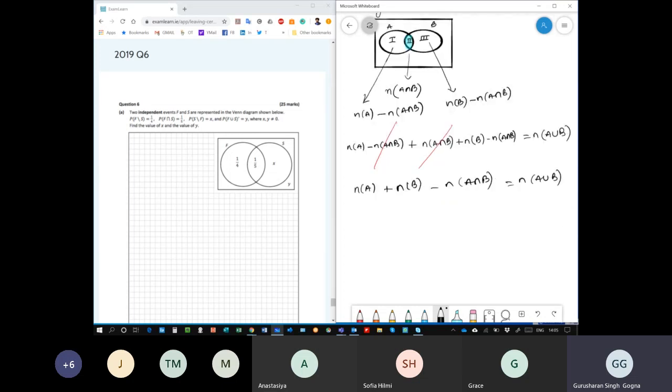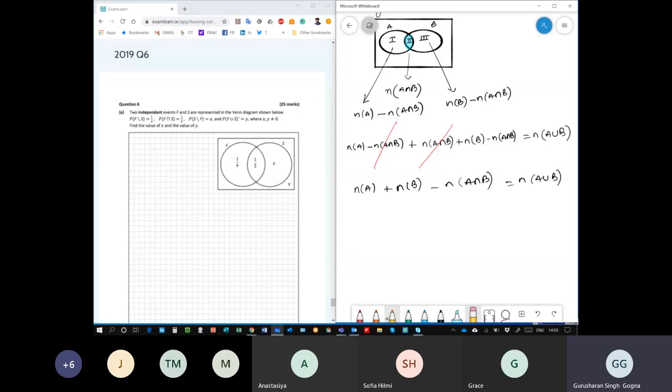Okay, n means number of elements. Generally we use hashtag as well, if you remember. Hashtag A plus hashtag B minus hashtag A intersection B equals hashtag A union B. Hashtag represents the number of elements. Okay, but I prefer using n, it's simple. So I'll just remove this for the time being.